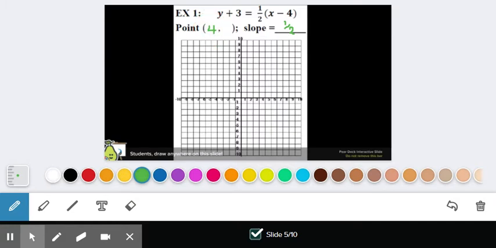Then I see that I've got y plus 3, and I need to write down the opposite of what I see. So for my y value, I see a plus 3, so I know I can write down a negative 3.